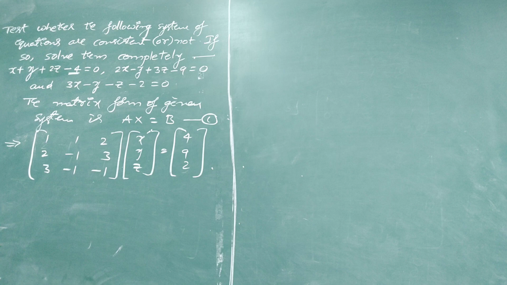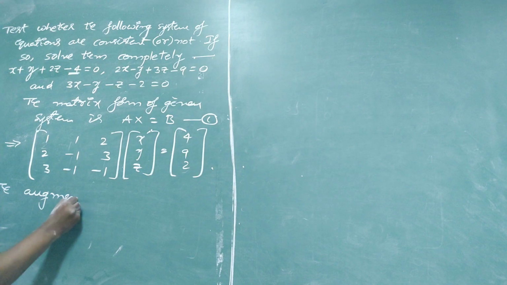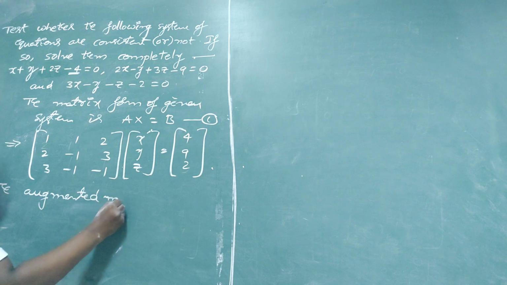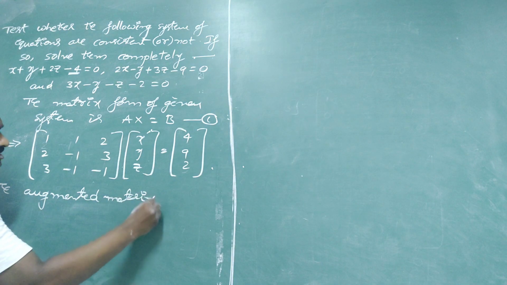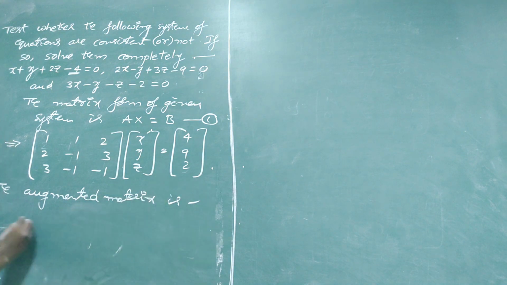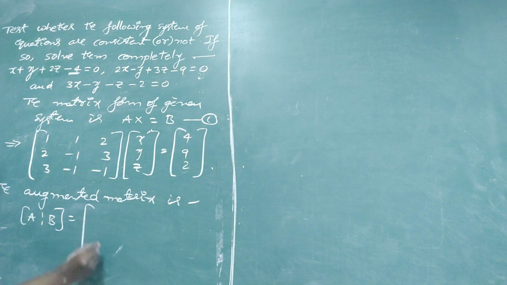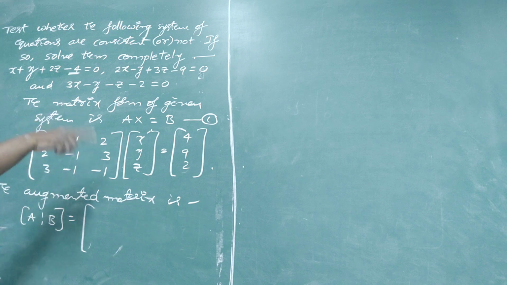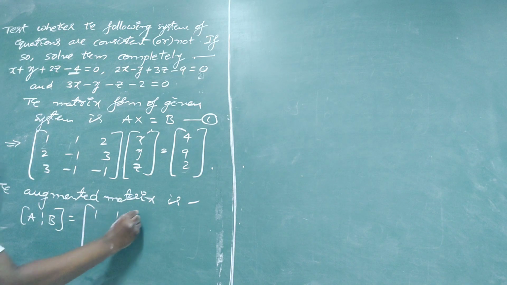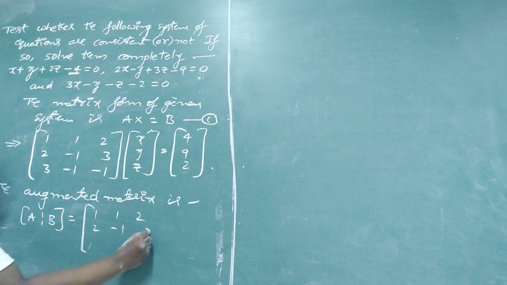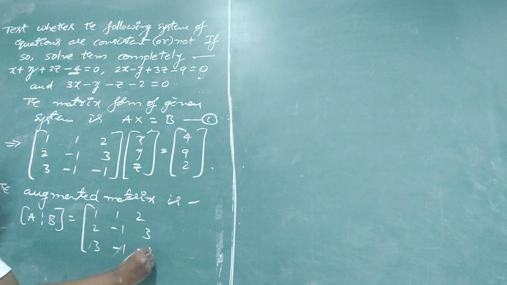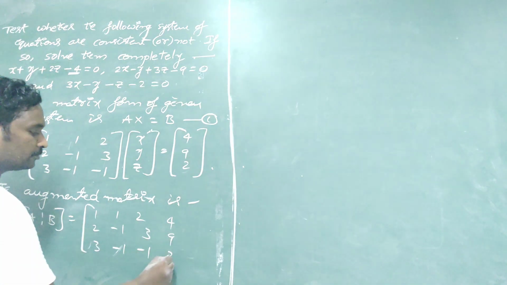So consider the augmented matrix. The augmented matrix of the above system is AB. It is represented by the matrix AB. First write the matrix A and you can write the B as the last column. So 1 1 2, 2 minus 1 3, 3 minus 1 minus 1 and 4 9 2.